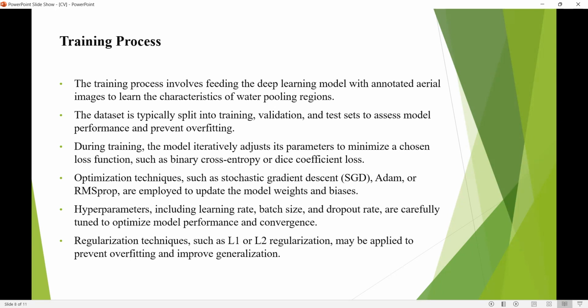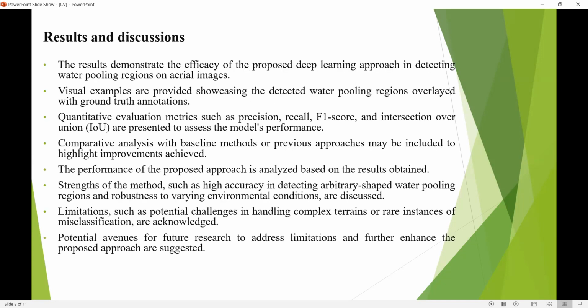During training, the model iteratively adjusts its parameters to minimize the chosen loss function, such as binary cross entropy or Dice coefficient loss. Optimization techniques such as stochastic gradient descent, Adam, or RMSprop are employed to update the model weights and biases. Hyperparameters including learning rate, batch size, and dropout rate are carefully tuned to optimize model performance and convergence. Regularization techniques such as L1 and L2 regularization may be applied to prevent overfitting and improve generalization.